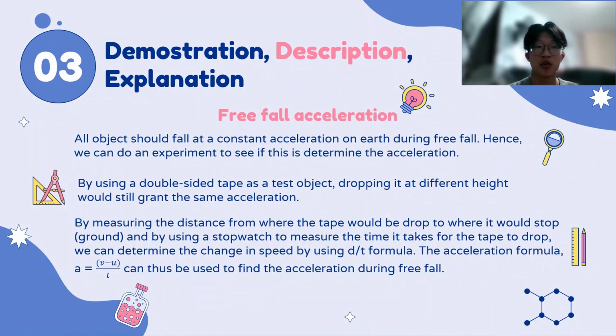By looking at the previous slide, we know that all objects should fall at a constant acceleration on Earth during freefall. Thus, we can do an experiment to see if this statement is true and to determine the magnitude of the acceleration. By using a double-sided tape as a test object, as shown in the video, we dropped it at different heights, which would still give us the same acceleration. We measure the distance from which the tape is dropped and measure the time, which is how long the tape takes to drop. We can use the d over t formula to find the speed of the tape, followed by the acceleration formula, a equals v minus u divided by t, which helps to find the acceleration during freefall.